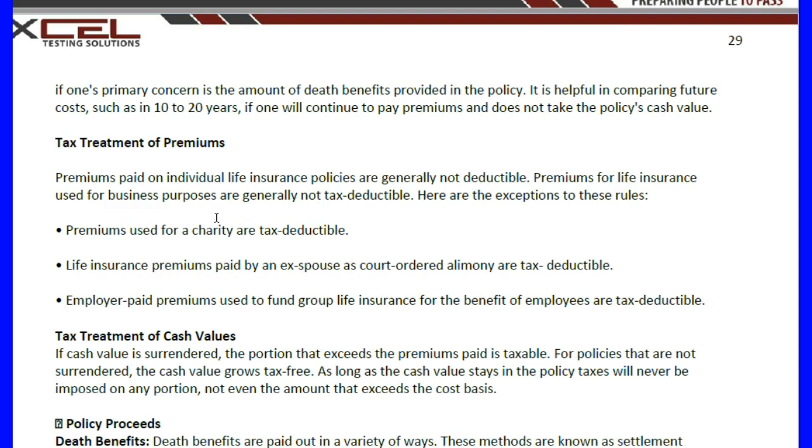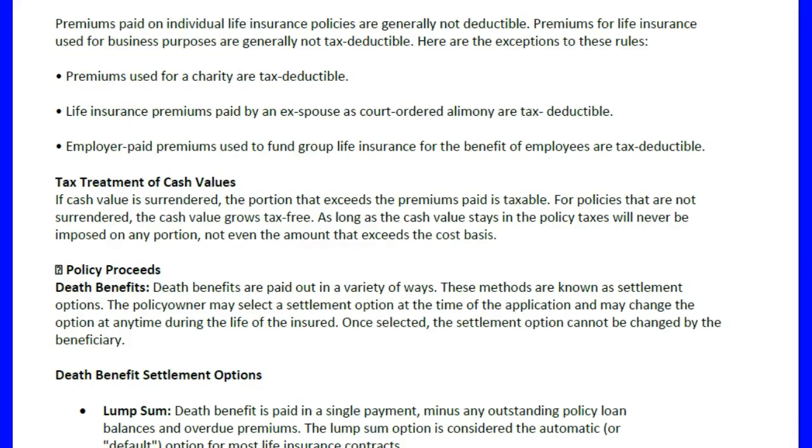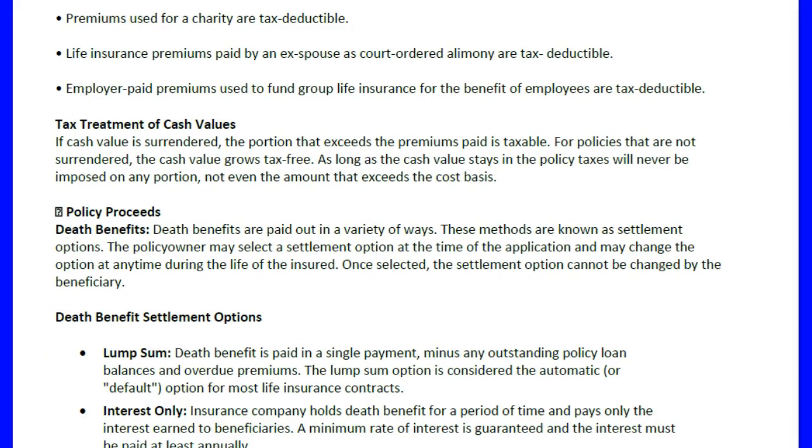There are just some exceptions. Premiums used for charity, life insurance premiums paid by an ex-spouse as court-ordered alimony, and employee-paid premiums used to fund group life insurance for the benefit of employees are tax deductible. So there are not a lot of tax deductions on this, only specific exceptions for charity, for alimony, and employee-paid premiums to fund group life insurance. This is important. I think this is what we're going to see on the test.